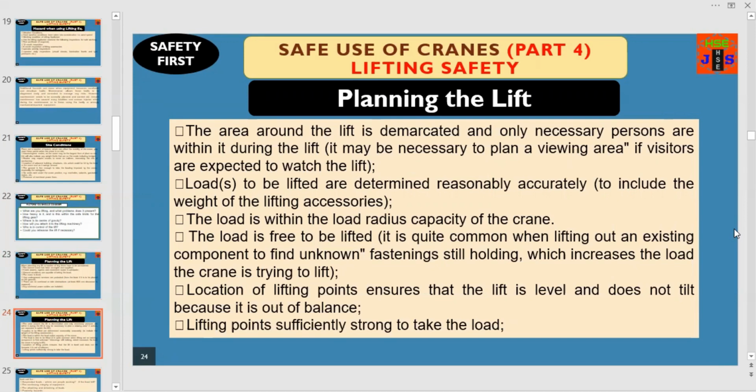The load to be lifted is determined reasonably accurately, to include the weight of the lifting accessories. The load is within the load radius capacity of the crane. The load is free to be lifted. It is quite common when lifting out an existing component to find unknown fastenings still holding, which increases the load the crane is trying to lift. Location of lifting points ensures that the lift is level and doesn't tilt because it is out of balance, and the lifting points are sufficiently strong to take the load.